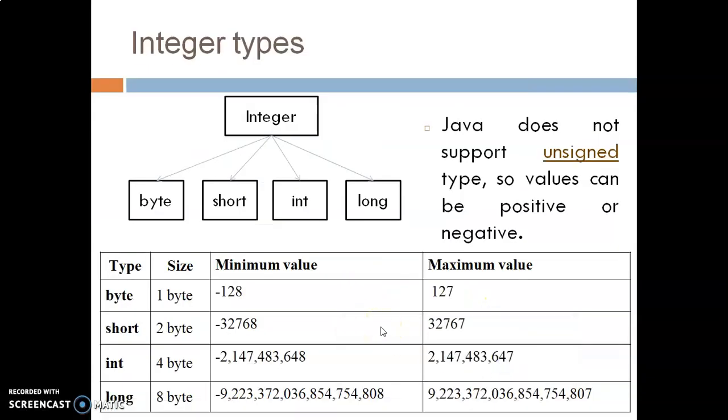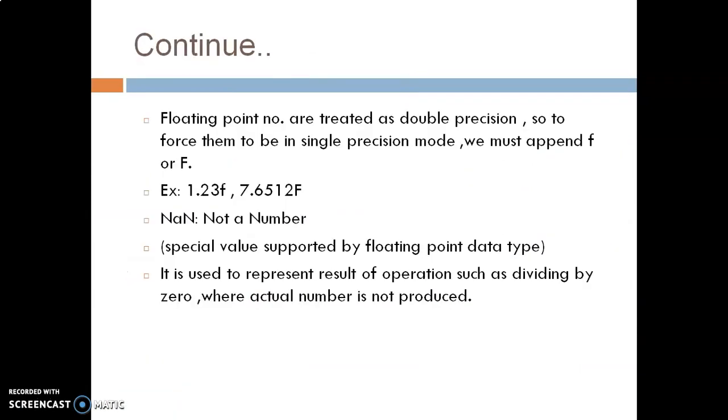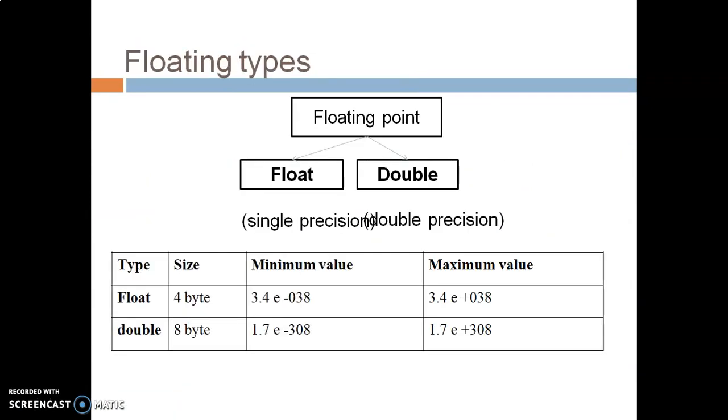So this is about the integer types. Then floating types. Again, floating type is divided into two parts, float and double, according to the size. You can see here when I am talking about float, it consumes the size 4 byte, and when I am talking about double data type, it comes under the category of floating point. You can use this according to the requirement.